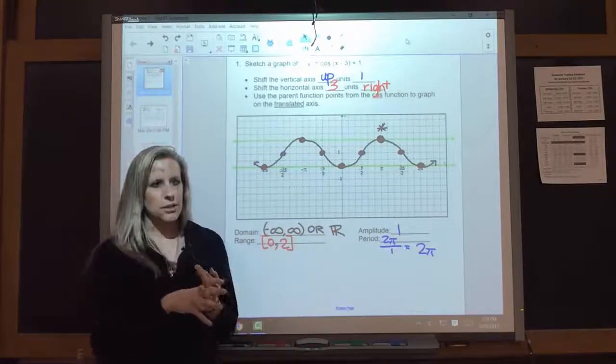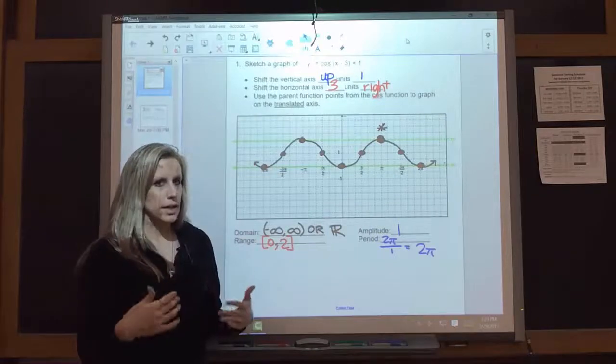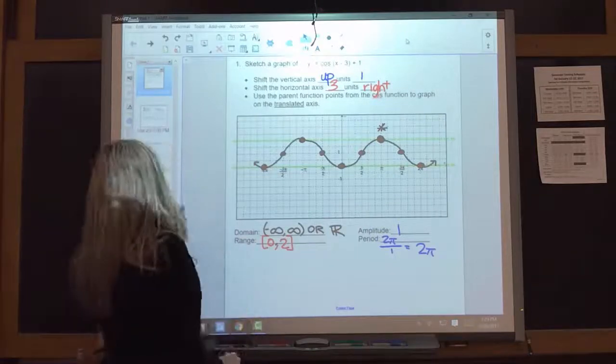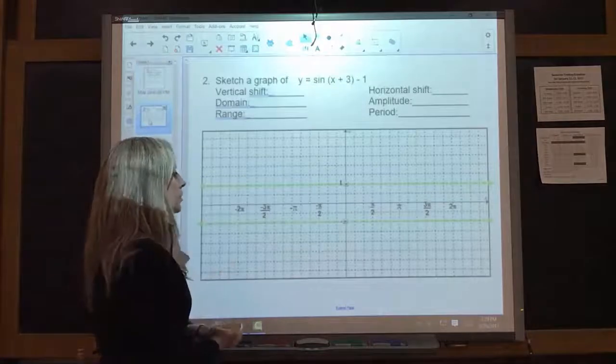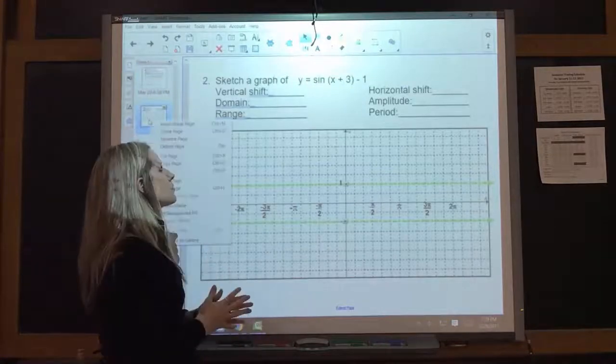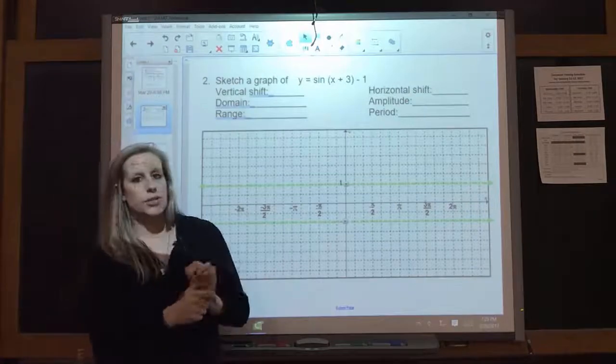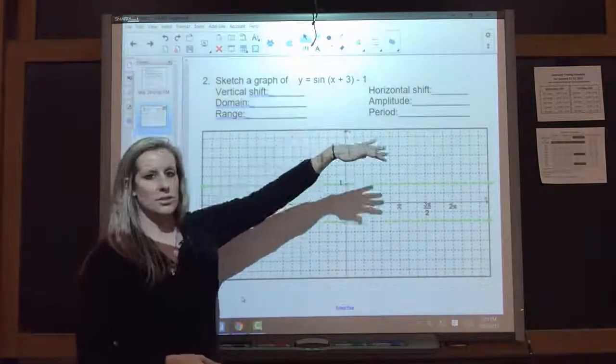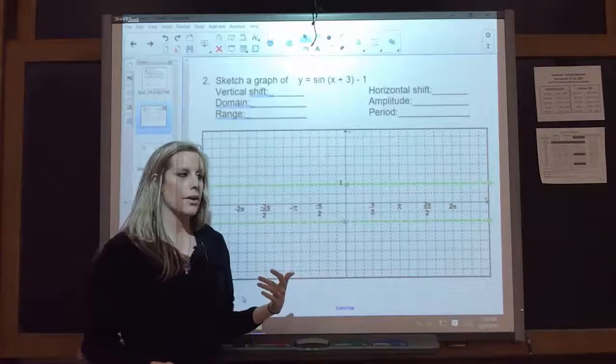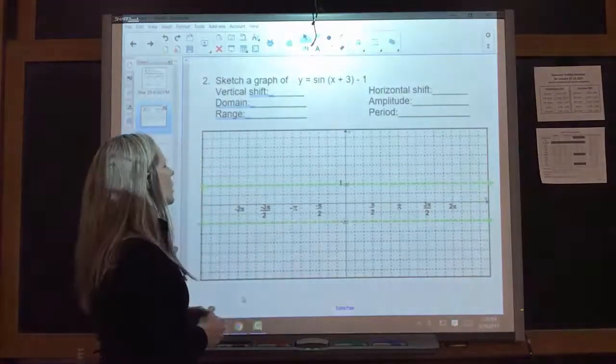So let's try the next one. The next one, we're still going to kind of take baby steps, but we're going to do the sine function on this one. So let's see. First thing you want to do is go through all these questions so you can get a game plan together of how you're going to graph it.